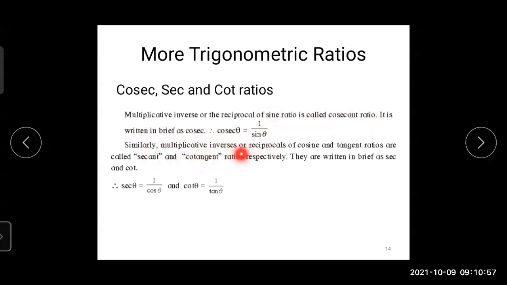Similarly, the multiplicative inverses or reciprocals of the cosine and tangent ratios are called secant and cotangent. The inverse of cos will be secant, and the inverse of tangent will be cotangent. They are written in brief as sec and cot. So sec theta is 1 upon cos theta, and cot theta is 1 upon tan theta, the inverse of tan theta.